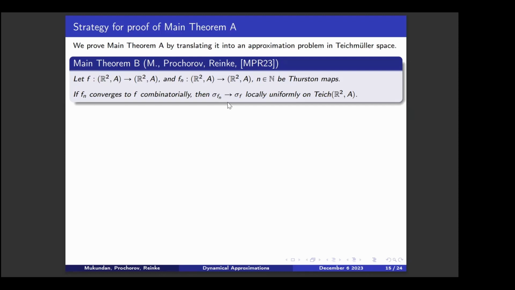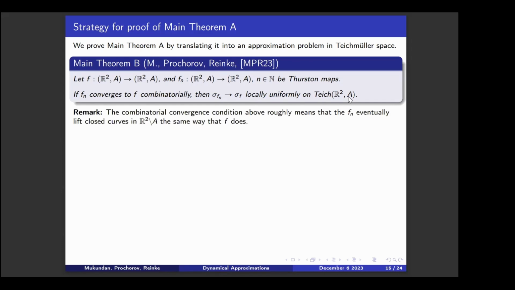firstly, there is this other main theorem that if you have a Thurston map F, an entire Thurston map, and a sequence of other Thurston maps Fn, so if Fn converge to F in a combinatorial sense, which I will define in a moment, then the sigma Fn's, the Thurston pullback operators corresponding to the Fn's, converge to sigma F locally uniformly on diagonal space. Okay, so this is an approximation of these operators on diagonal space. And these are all functions with the same post-singular set. So all these operators act on the same diagonal space.